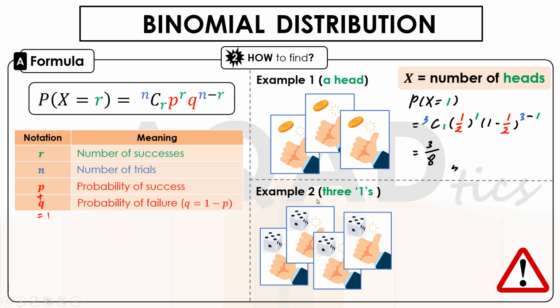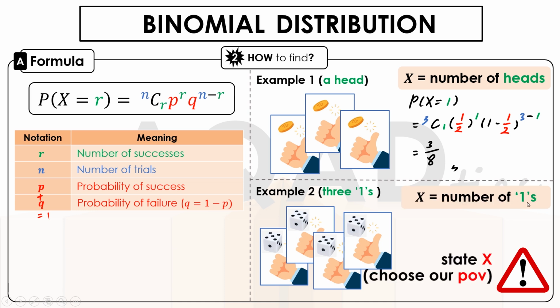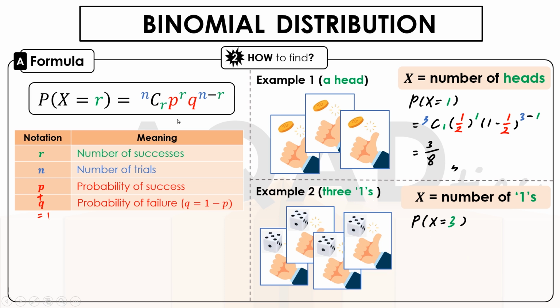And for our next example, the x will be the number of ones, because we are focusing on getting ones, and we need to find the probability that our x will be equal to 3, because we need the probability where we get 3 ones. Right? So using this formula, our n would be 4, because we repeat 4 times, followed by a c, followed by r, which is 3, and we need to multiply the probability of success.